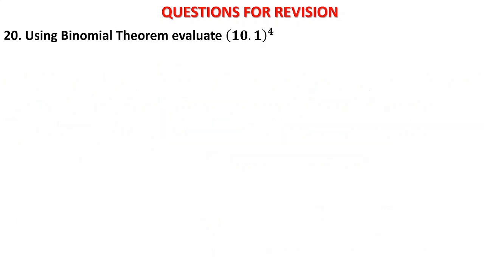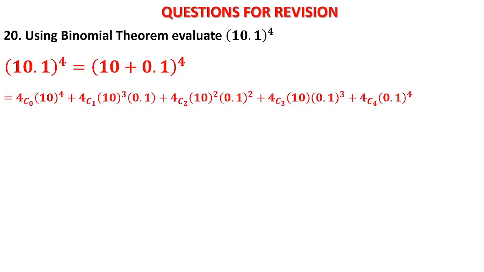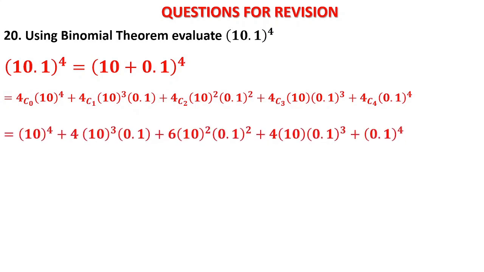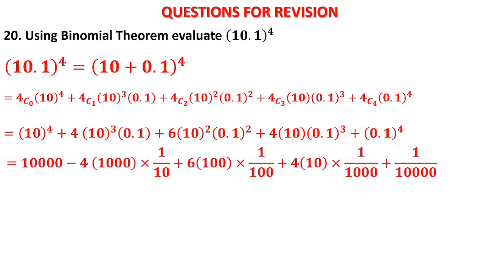Question number 20. You have to use the binomial theorem to evaluate 10.1 whole power 4. 10.1 whole power 4 is nothing but (10 plus 0.1) whole power 4. Expand it. 4C1 is 4, 4C2 is 6, 4C3 is 4, and 10 cube, 10 square, 10 and 1, and 0.1 whole square, 0.1 whole cube and 0.1 whole power 4. I am just using the binomial expansion. Check it out. I am now replacing the powers by their original values.